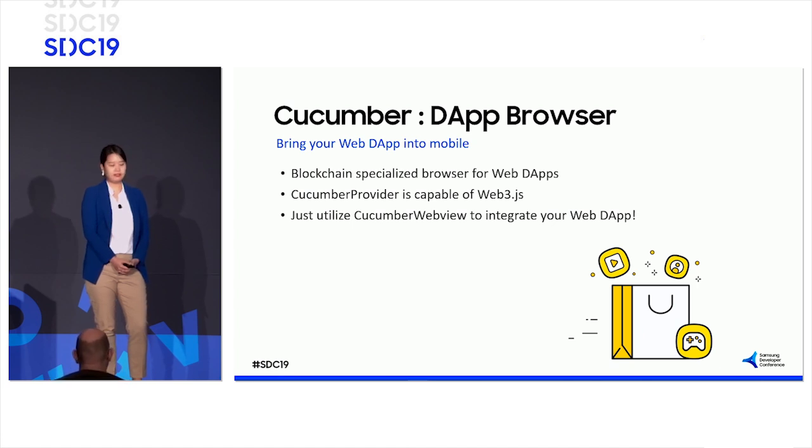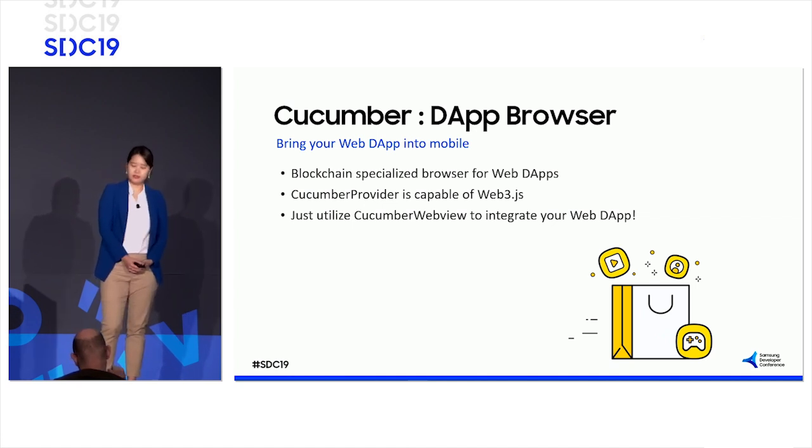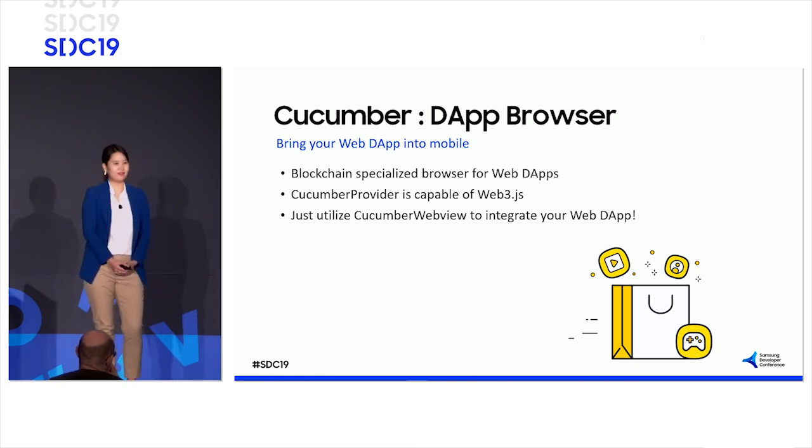Cucumber helps developers. It helps to acknowledge the exact trigger point of the transaction payment so that the DApp can show the payment UI at the right moment. It has a little bit difficult concept, so we prepared some demo video to show it.